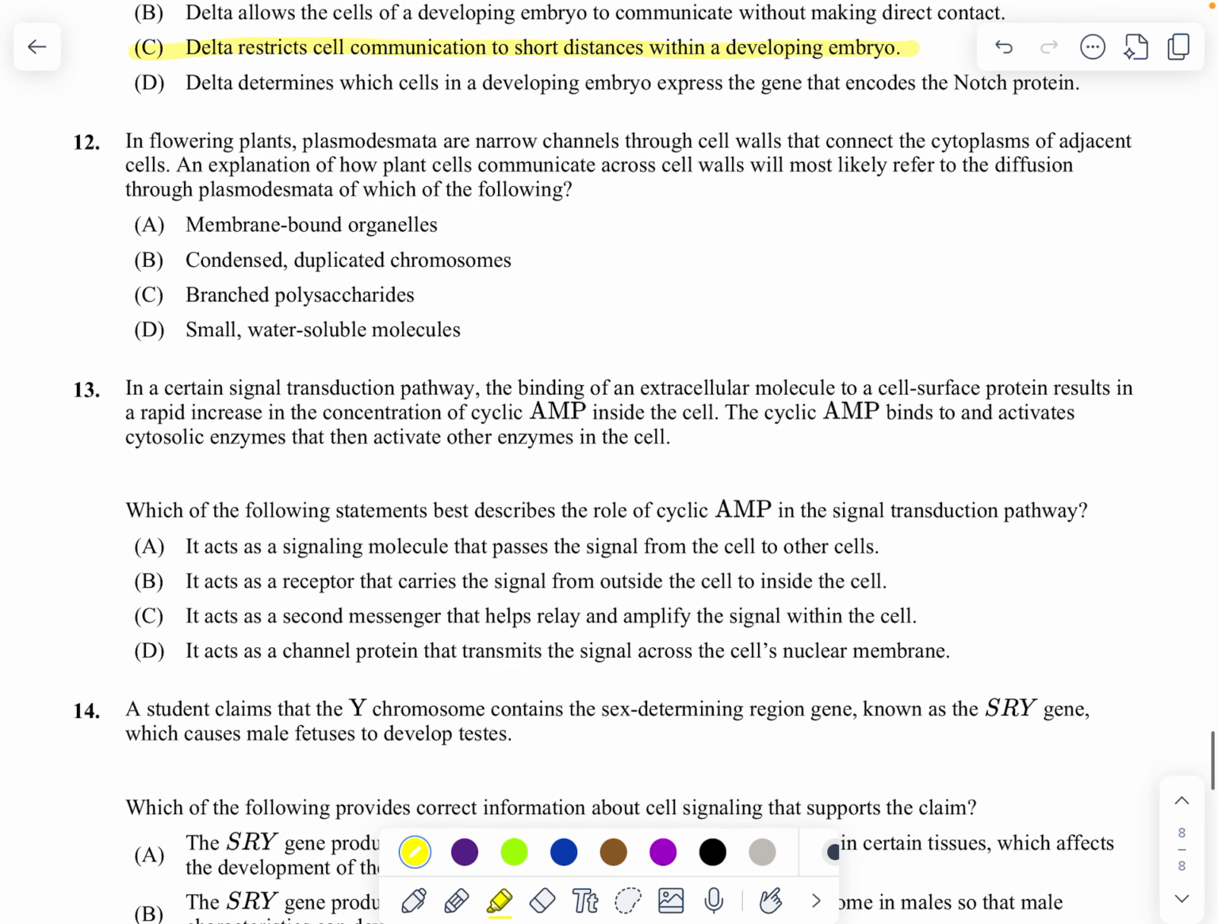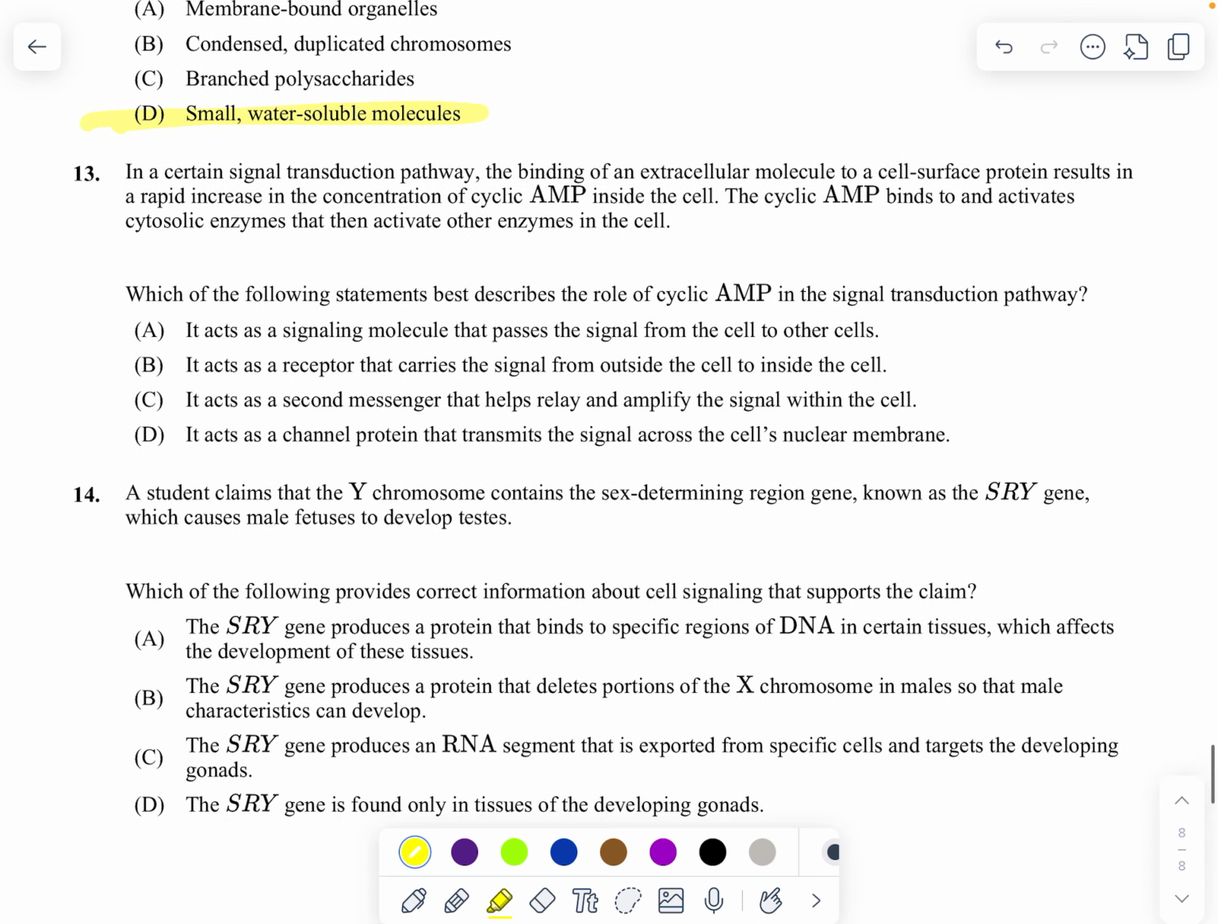12. In flowering plants, plasmodesmata are narrow channels which connect the cytoplasm of adjacent cells. An explanation of how plant cells communicate across cell walls will most likely refer to the diffusion through plasmodesmata. Which of the following? What's diffusing? And the answer is this. Nothing else would be meaningful or small enough to go through.